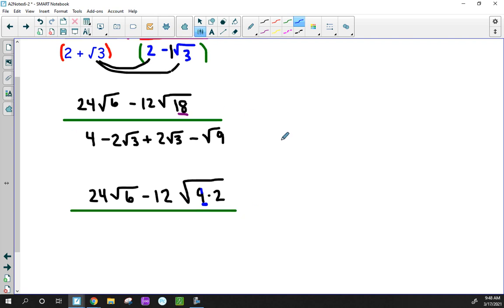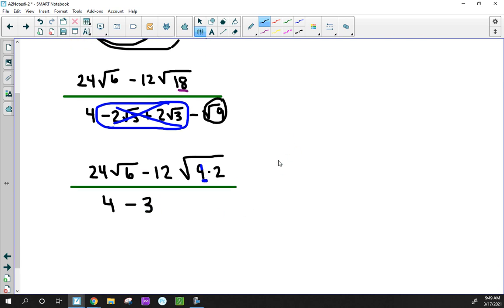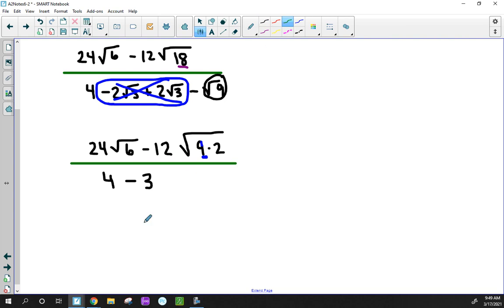Let's focus on the bottom. On the bottom, we notice that these are like terms. They both have the same radical. Negative 2 plus 2 is just 0. And so because it's the same value but opposite signs, they're definitely going to cancel. And so you're left with 4 minus, and then square root of 9 is just 3. I'm going to bring that down. Notice I'm doing one step at a time, so that way I'm less likely to make a mathematical error.